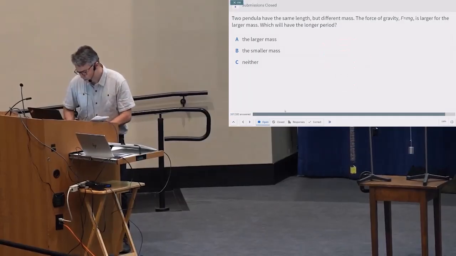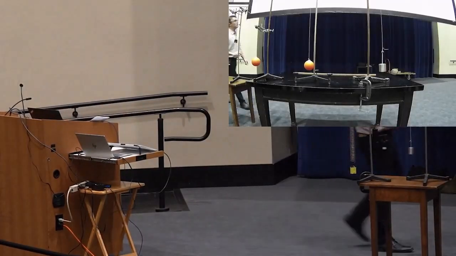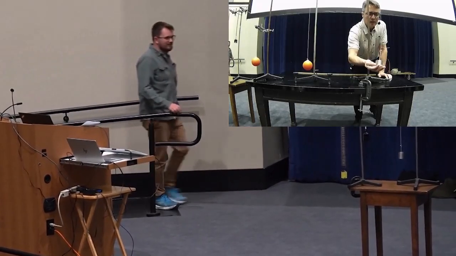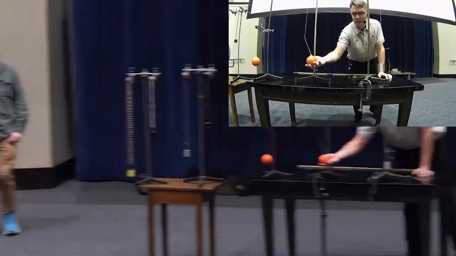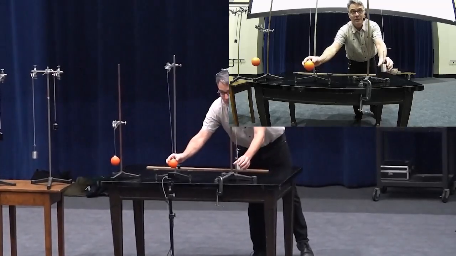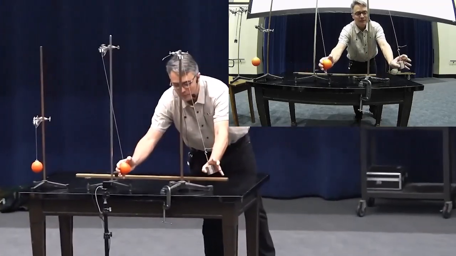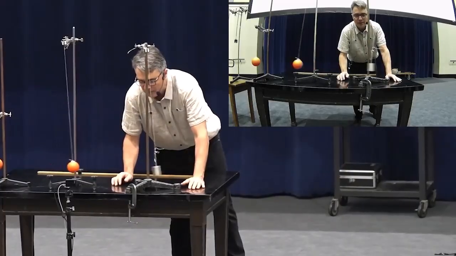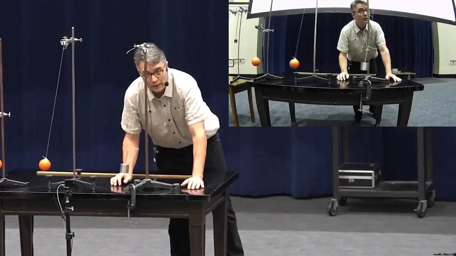Survey says neither. So what John set up here is actually almost a kilogram mass. It says 784 grams, a lot heavier than this one. And so if you displace them, certainly the force I can feel pushing back on this silver one is a lot bigger, but when you release them, they all slide together. It's only the length that matters.